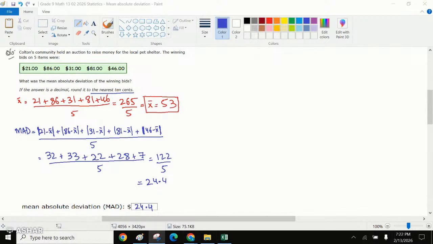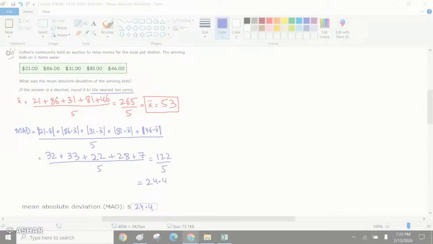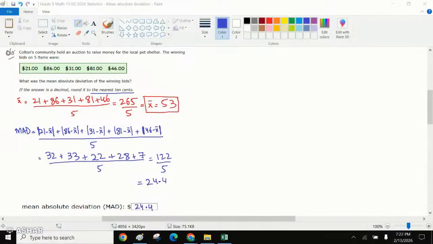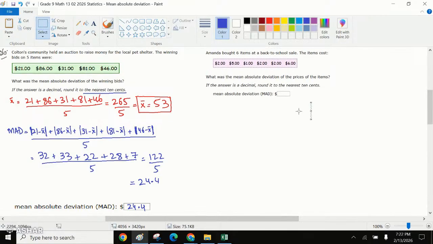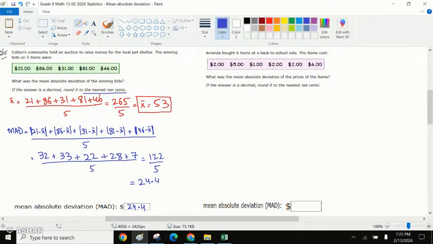For the next question, it says, Amanda bought 6 items as a back-to-back sale. The prices are again given in dollars. For the next question, question number 7, this is the information that has been provided to us. And these were the given values. Very similar to question number 6. Just a change in the number of values.